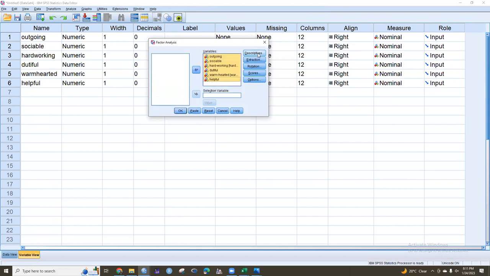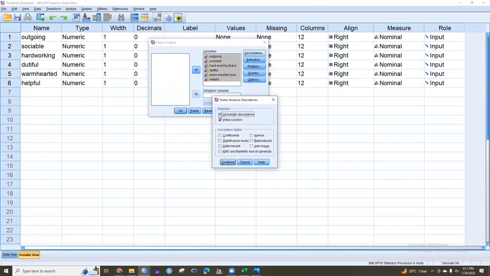Then go to Descriptives and univariate descriptives. Then for the correlation matrix, I told you to select the coefficients and KMO test. By this, you have to decide: if all the values are more than 0.3, it is good for doing the factor analysis. If the KMO value is more than 0.9, it is a very good thing to do the factor analysis. If the Bartlett's test of sphericity is coming significant, it is good to do the factor analysis. This is a primary test. If these values are not coming good, you should not proceed further because the data is not good for doing the factor analysis.